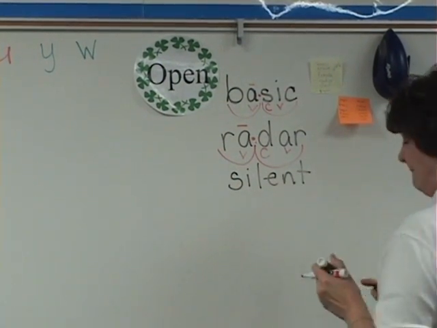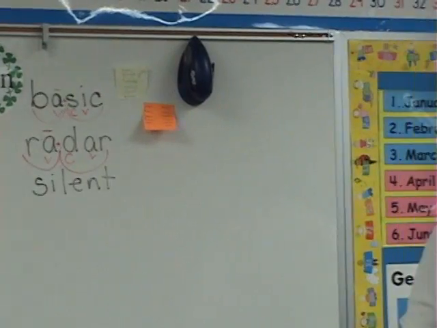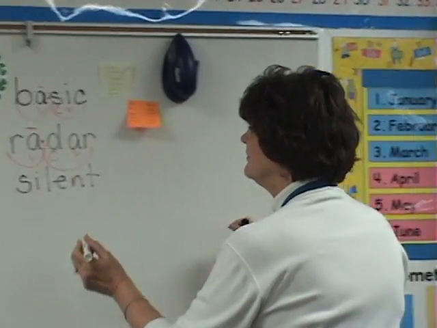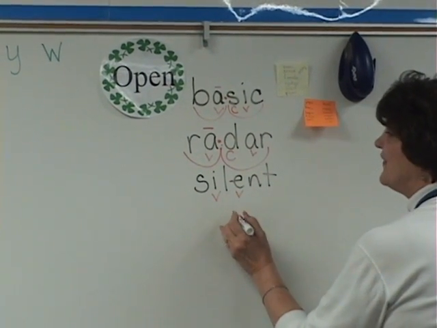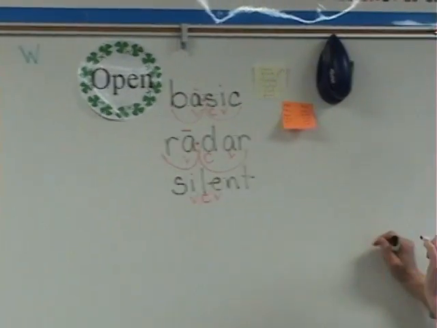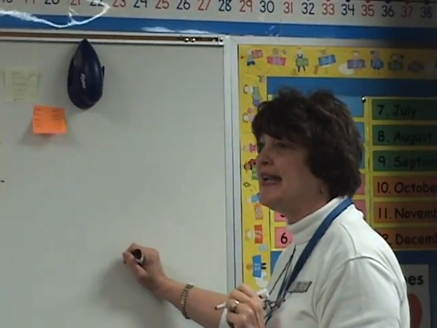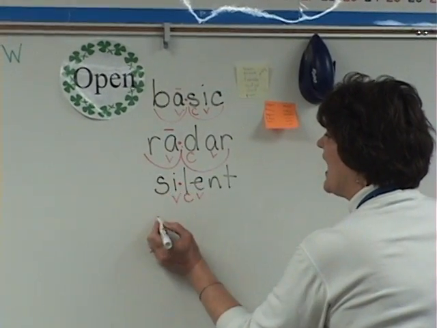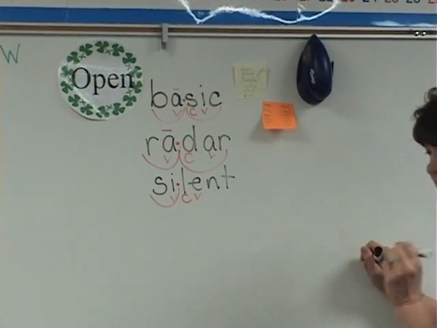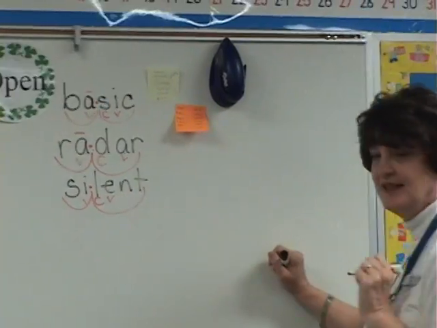Let's try one more. Let's see if it works here. What do we look for first, everybody? And what's between the vowels? And what kind of a consonant? How many consonants? One. Where am I going to break it? After the I. What's my first syllable? Si. Left. Silent. What's the word? Silent. One more.